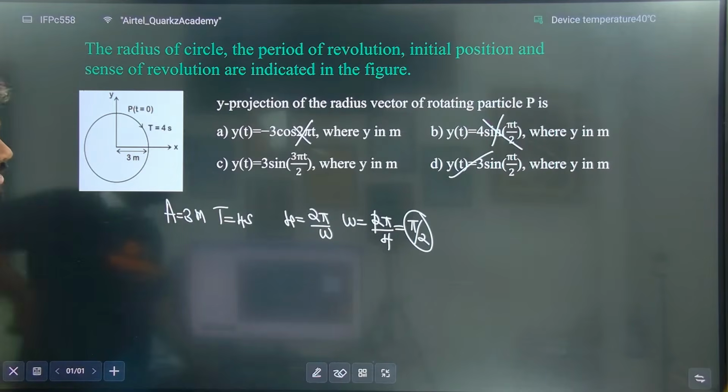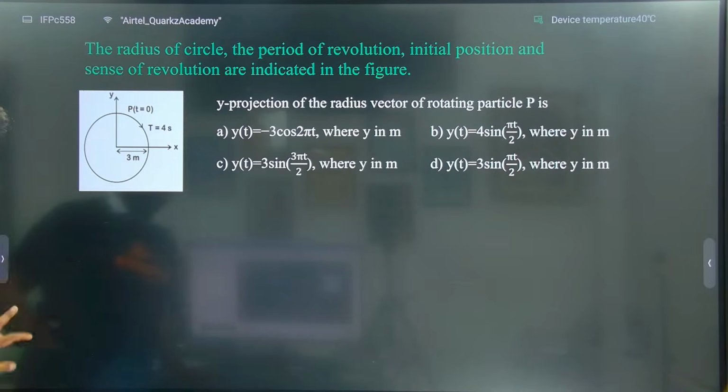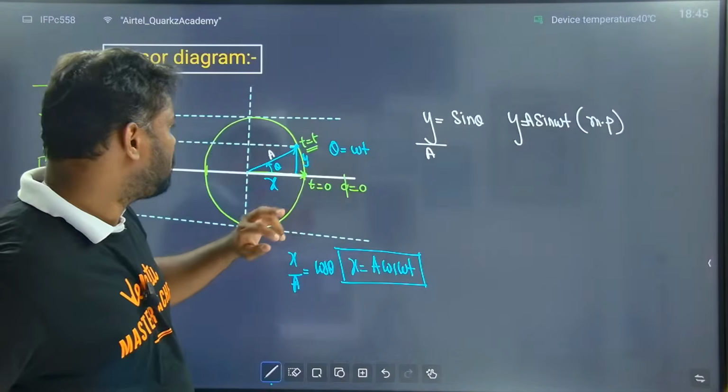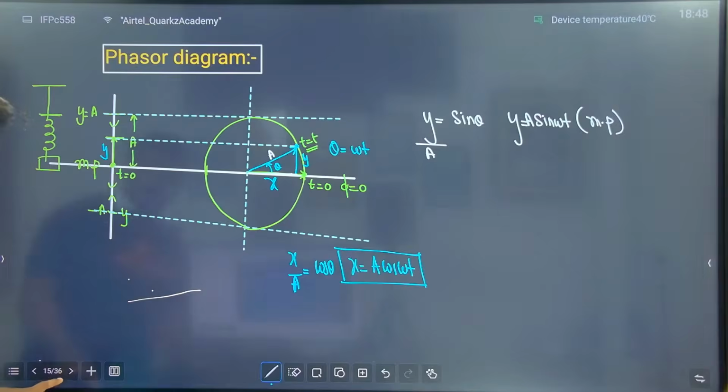And also one more thing is that the particle is moving in the anti-clockwise direction. Anti-clockwise displacement and direction. So which one is the option? Okay, so next one. Phase spectrum is finished. Next.